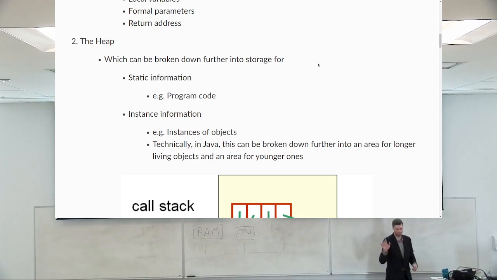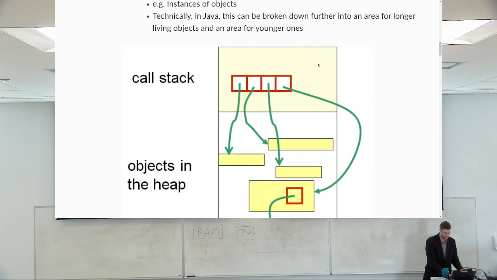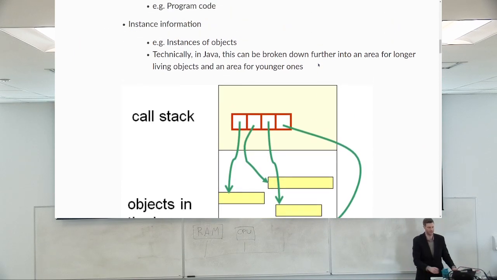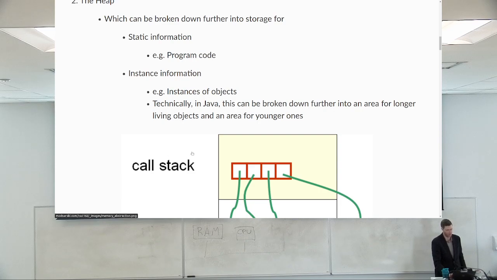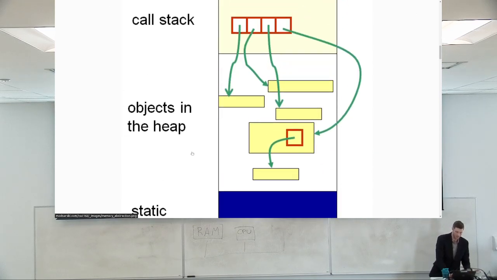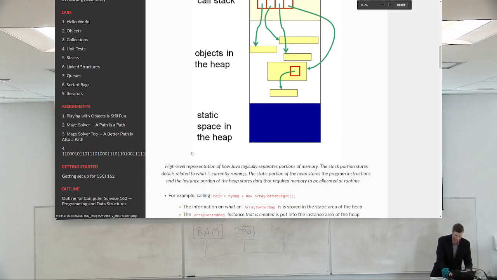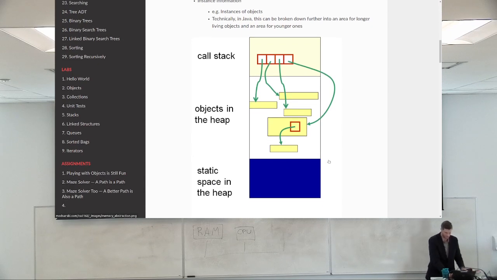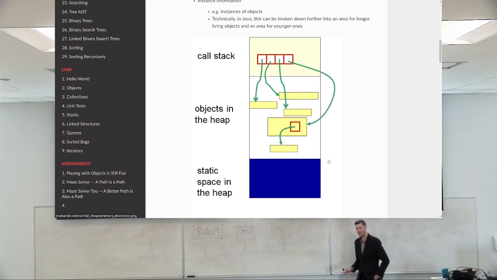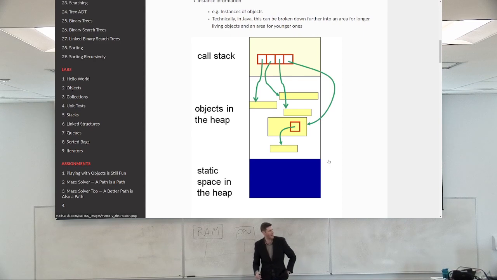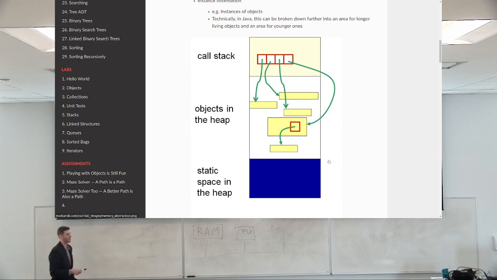This is how we can think of it. In Java, this can actually be broken down further, but we're not going to play that game. Here's how you can kind of think of it. I'm going to zoom out a bit so you can see. We have the stack space. Then we have the heap. This is where the objects in the heap are. And then we also have the static space. So the blue chunk is where all the instructions are stored.